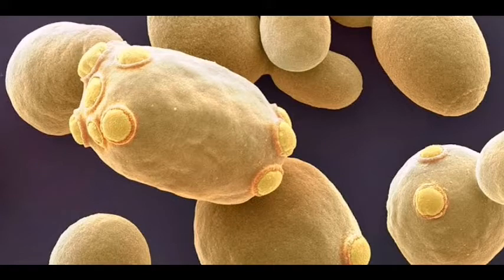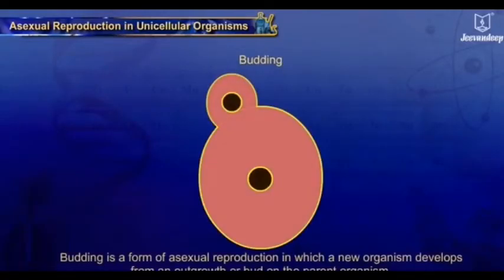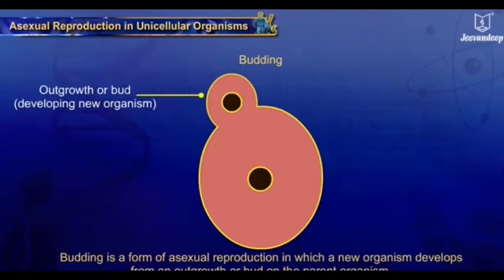Yeast is a unicellular organism which reproduces by budding. Yeast cells have a nucleus and cytoplasm. At the time of reproduction, an outgrowth protrudes out from the yeast cell and it is called a bud.